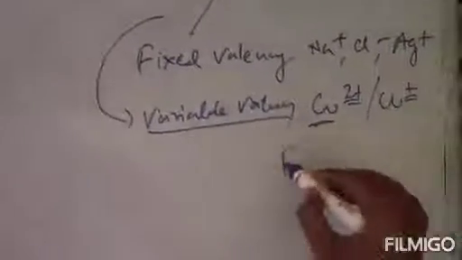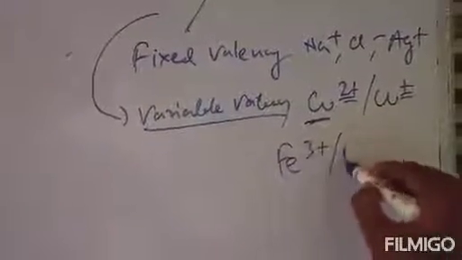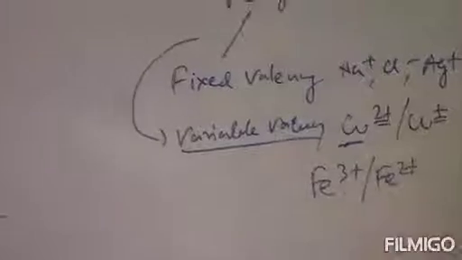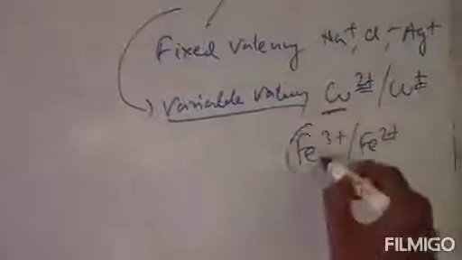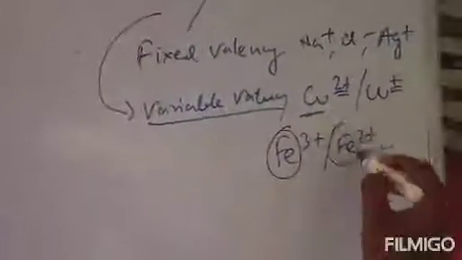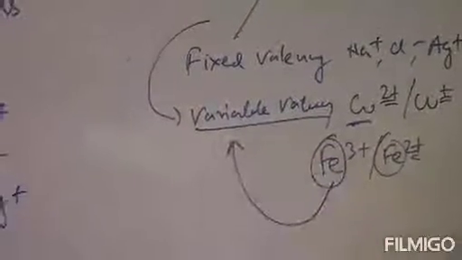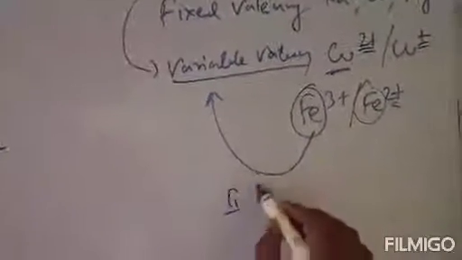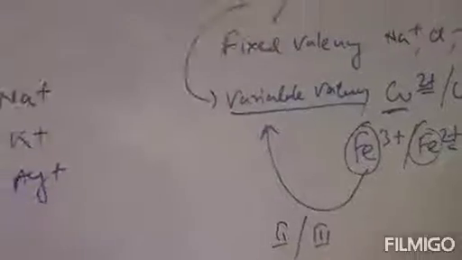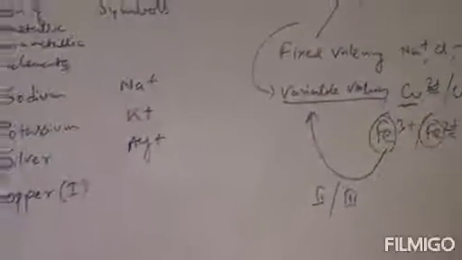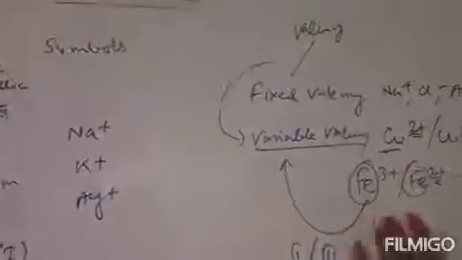For example, iron 3 plus can be over an iron atom, and 2 plus can also be over an iron atom. That means the valency of Fe can be 3, and the valency of Fe can be 2. That means Fe shows variable valency. Its valency is 2 as well as 3, depending upon the element Fe forms a compound with.